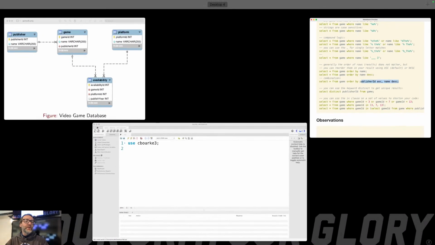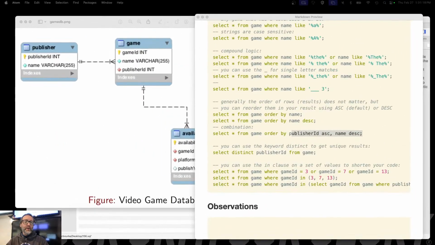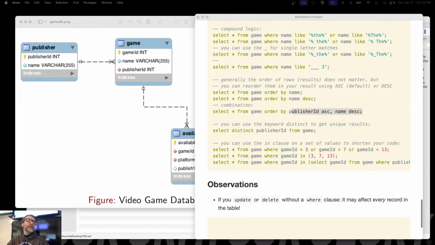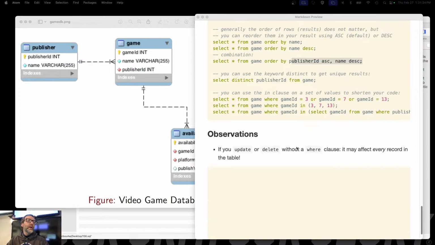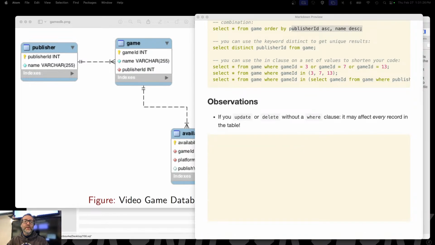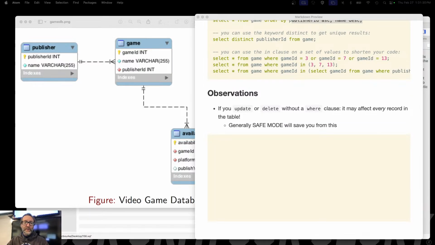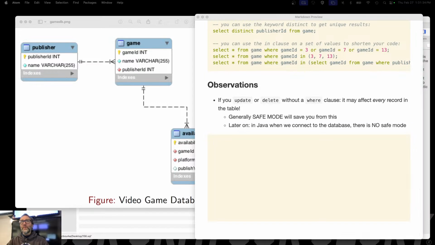Some observations about what we did last time. For example, if you do an update or a destroy without a where clause, then generally that will affect every row in the table, right? So you want to be careful. Generally, safe mode is going to save you from this. Later on, when you're doing stuff in Java, there is no safe mode, so you do have to be careful. But of course, if you're doing something in Java, you're going to have a backup of your database, at least the mock data anyway, so you can always restore that.